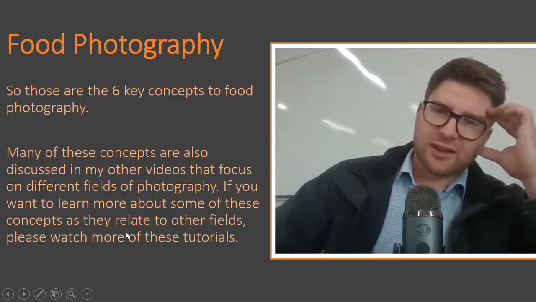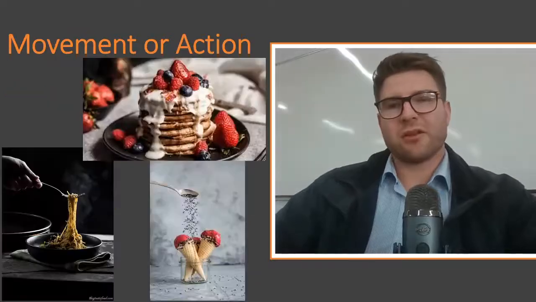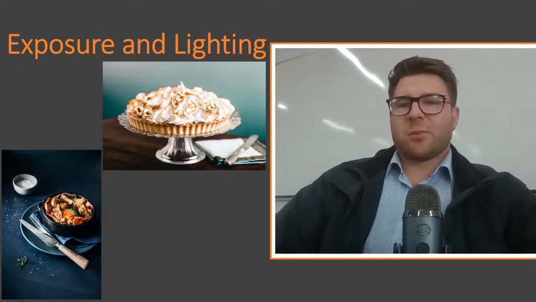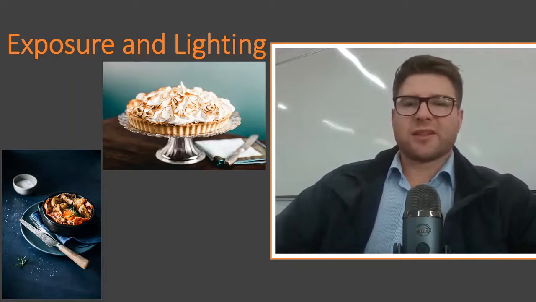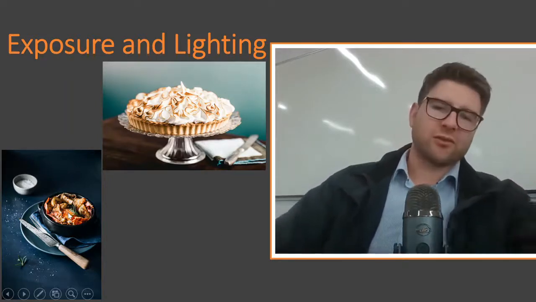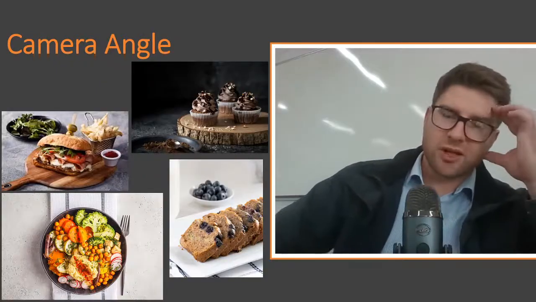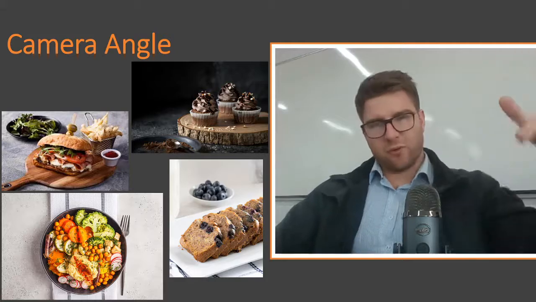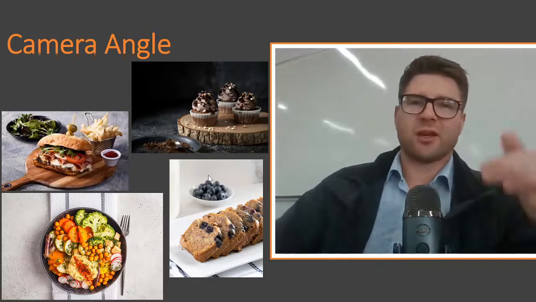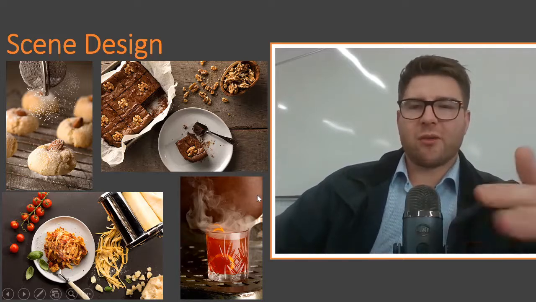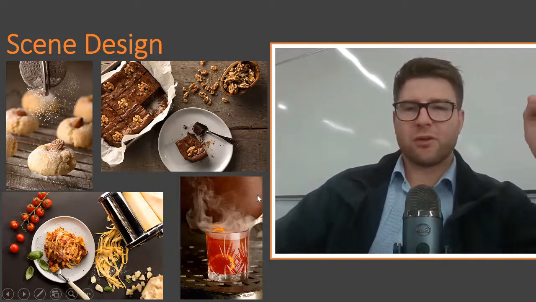So those are the 6 key concepts of food photography, and I'll just run through them one last time. We've got lighting and exposure. You want to basically have things as bright as possible, at the very least have the majority of the light source shining towards the main subject of the food. Camera angle will typically be above, directly above or somewhat above, so that it can put the viewer in the perspective of imagining where they would be if they were eating that food.